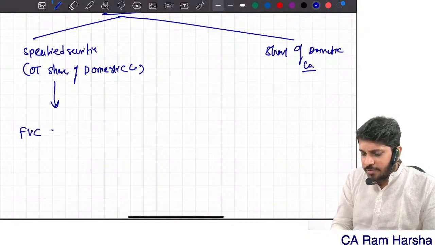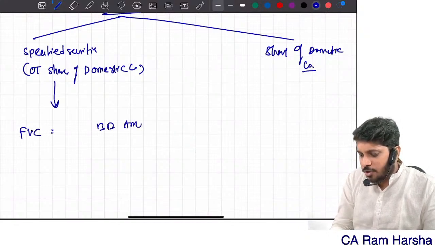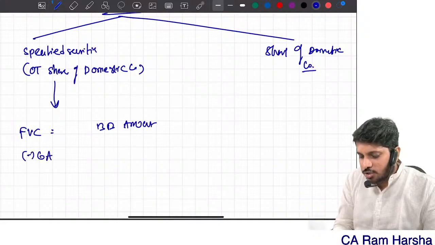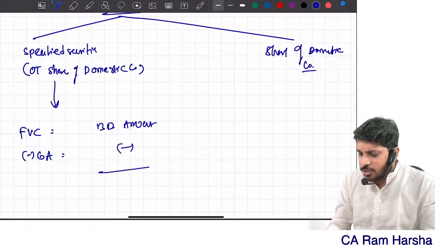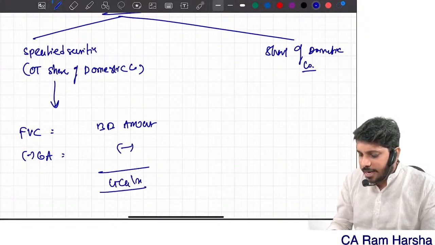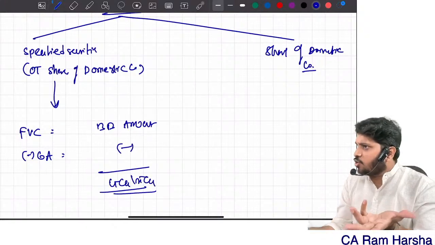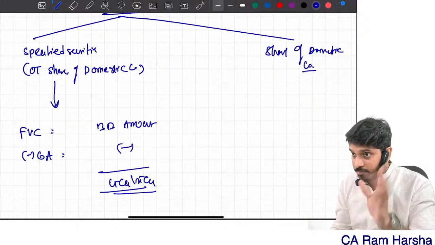What is full value of consideration? Buyback amount. How much amount you are getting in buyback? Minus what is cost of acquisition? You purchase the shares, at the time of purchase whatever is there, you reduce it. Then balance is long-term capital gain or short-term capital gain depending upon the holding period. Over. Able to understand?